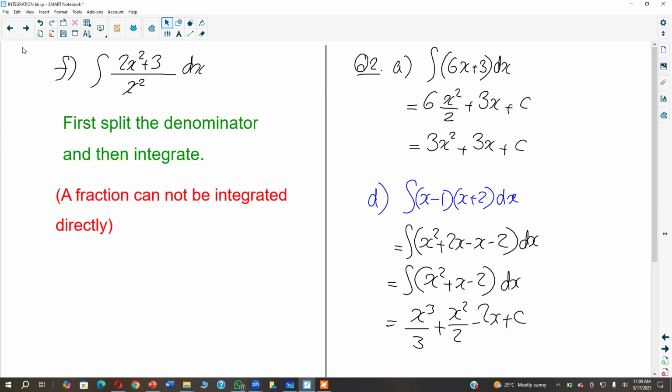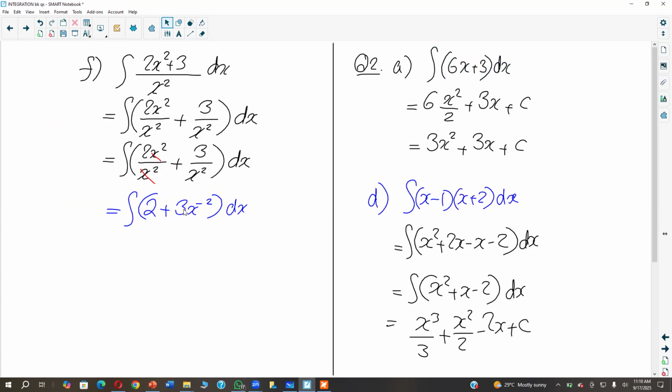When you have a fraction, remember a fraction cannot be integrated directly. You always have to simplify the fraction. Look at this question, 2x square plus 3 upon x square. First, split the denominator and then integrate. Now, this is the step to follow. I will split the x square to both the numbers. It is 2x square plus 3 upon x square. So I have to make x square separated on each of them. Then I cancel the x squares, and x square under the 3 is brought up. Look at these steps.